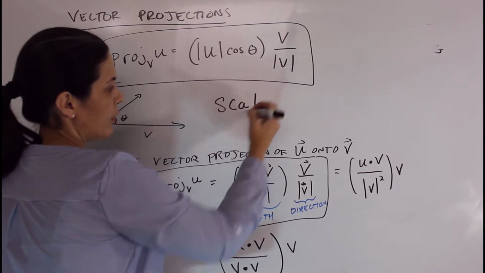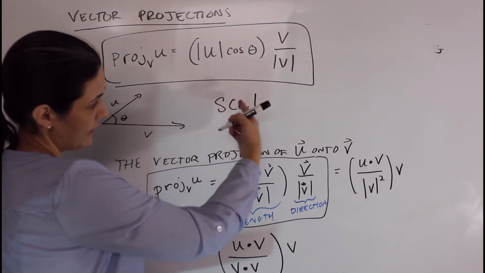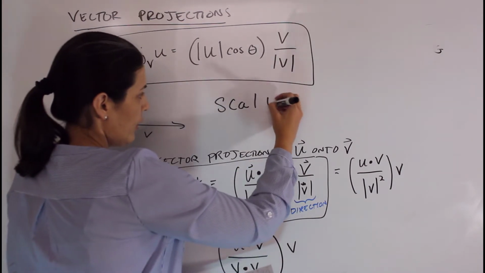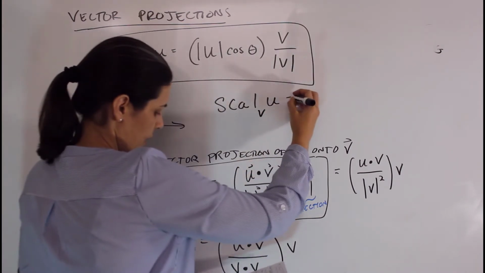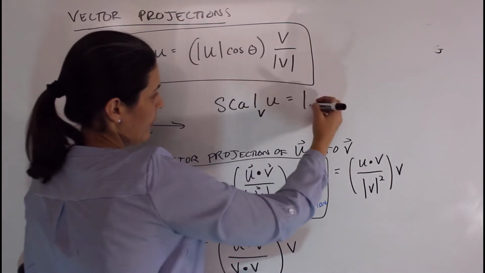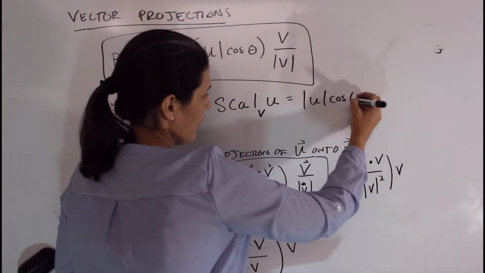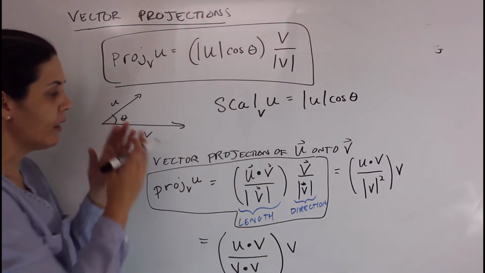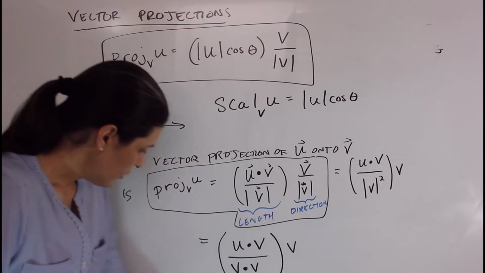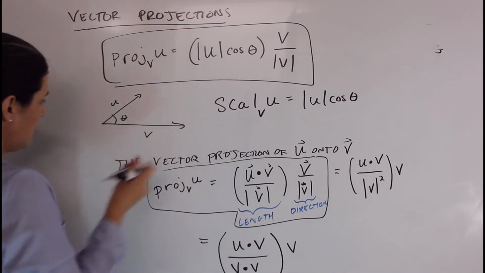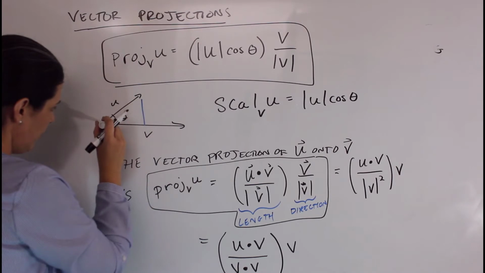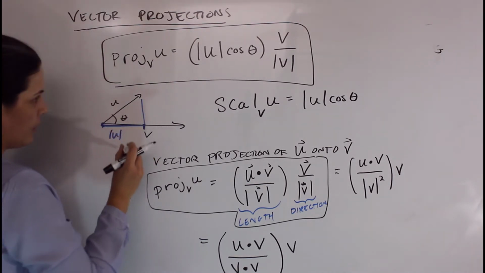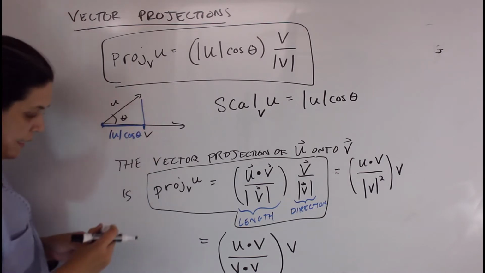Scalar component, and so the notation is SCAL, or scalar, the shortened version, of u onto v equals this part right here, magnitude of u times cosine of theta. You can think of this like the length of the shadow. So it's this part here, but just this length. Okay, so that's magnitude of u cosine theta.